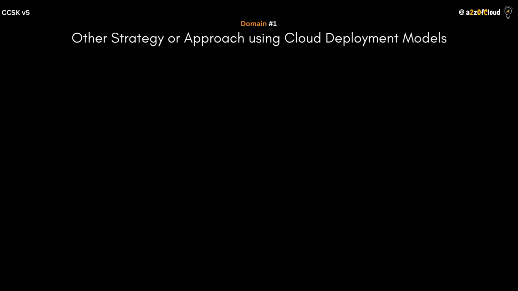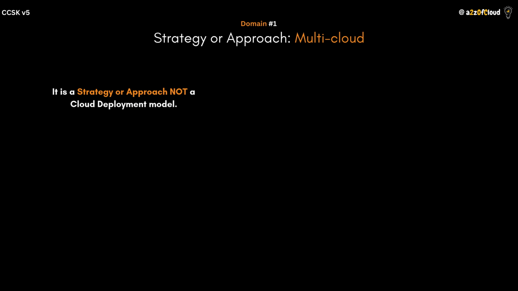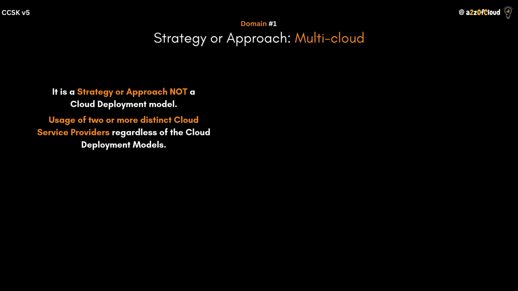In this section, we will discuss the strategy or approach using cloud deployment models and multiple cloud service providers. They are multi-cloud, intercloud, cloud service federation, and federated cloud. Keep in mind, these are not cloud deployment models. Multi-cloud. This is not a deployment model, but a strategy or approach. It refers to the use of two or more distinct cloud service providers, regardless of the cloud deployment model, to meet business requirements. In a multi-cloud approach, the cloud environments work independently from each other, with or without interoperability.